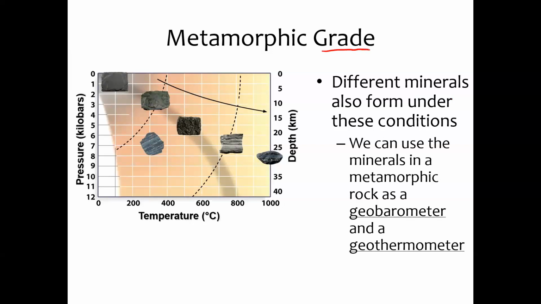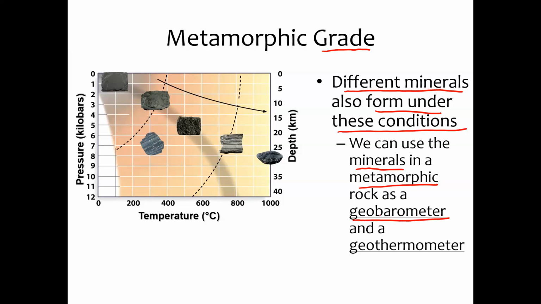So, metamorphic grade, we can tell by looking at the minerals in a rock, and that is because different minerals in metamorphic rocks form under different conditions. So low-grade metamorphic rocks will have different minerals than high-grade metamorphic rocks. That means that we can use the minerals in a metamorphic rock to work backwards and determine what the temperature and the pressure were. Put in a fancy way, we can use the minerals as a geobarometer.